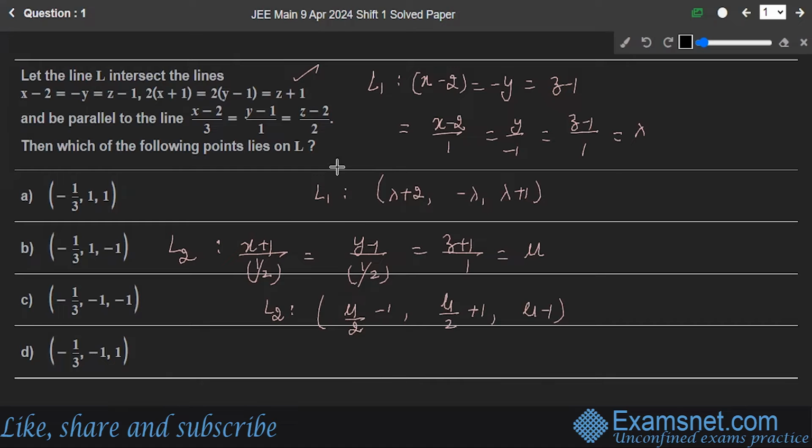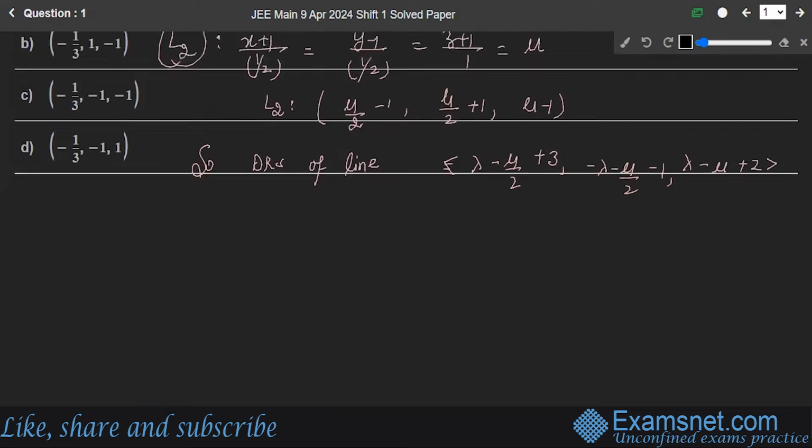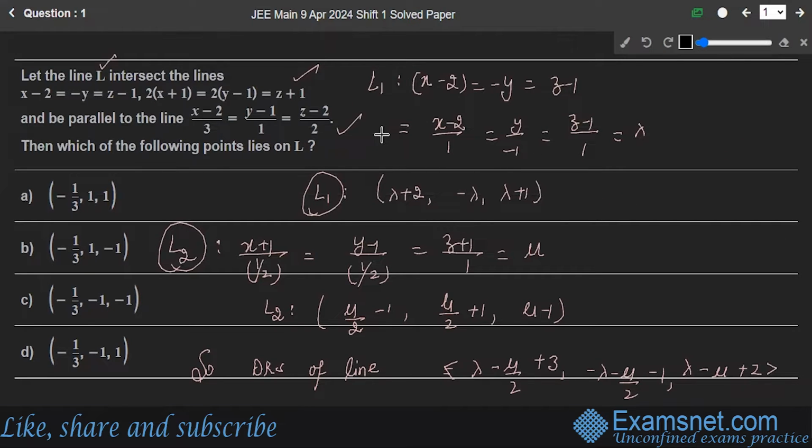So now this is the line L1, this is the line L2. L is intersecting these two lines. So direction ratios of line L will be given by lambda minus mu upon 2 plus 3, minus lambda minus mu upon 2 minus 1, lambda minus mu plus 2. Right? Now, you're given that this is parallel to this line as well.